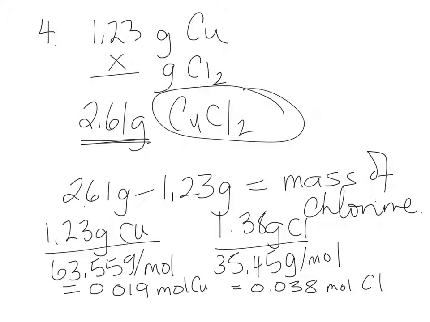So which one of those is the smallest? 0.019 divided by 0.019 is 1, so there's 1 copper. What about 0.038 divided by 0.019? 2. They don't need to be rounded off, they're whole numbers, so your formula is CuCl2.